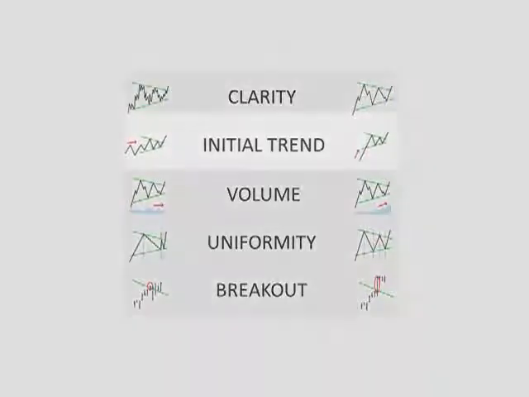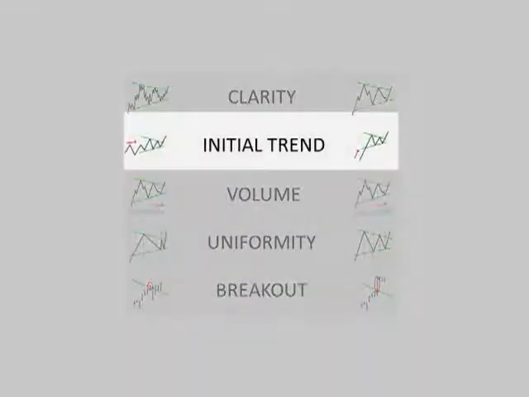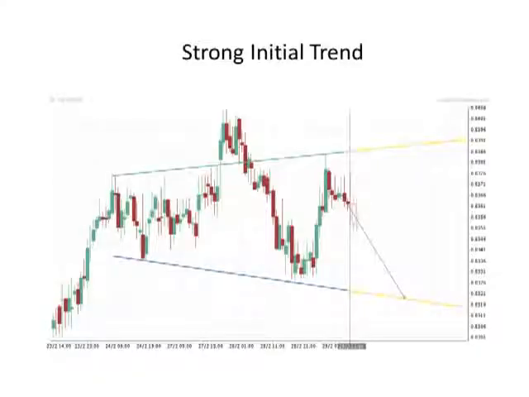The first indicator I would like to discuss is initial trend. This is particularly important to patterns that form during trending market cycles, such as triangles. The theory of charting suggests that the move after the pattern breaks out is often in proportion to the size of the initial trend. That makes this a very important indicator of pattern quality.